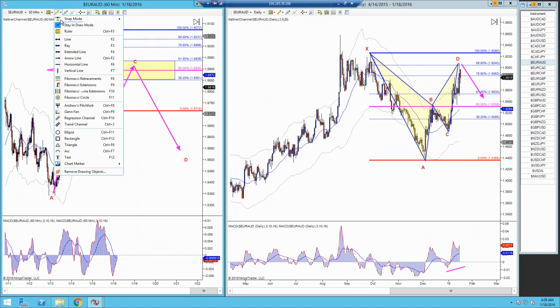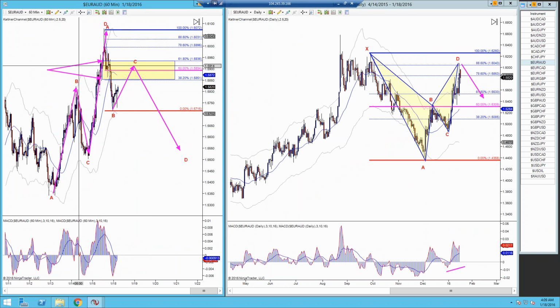Back over here, guys, you just want to let this market, the EUR-AUD, come up a bit and start looking at the short side for it to go a lot lower, knowing that the higher time frame is on sale.